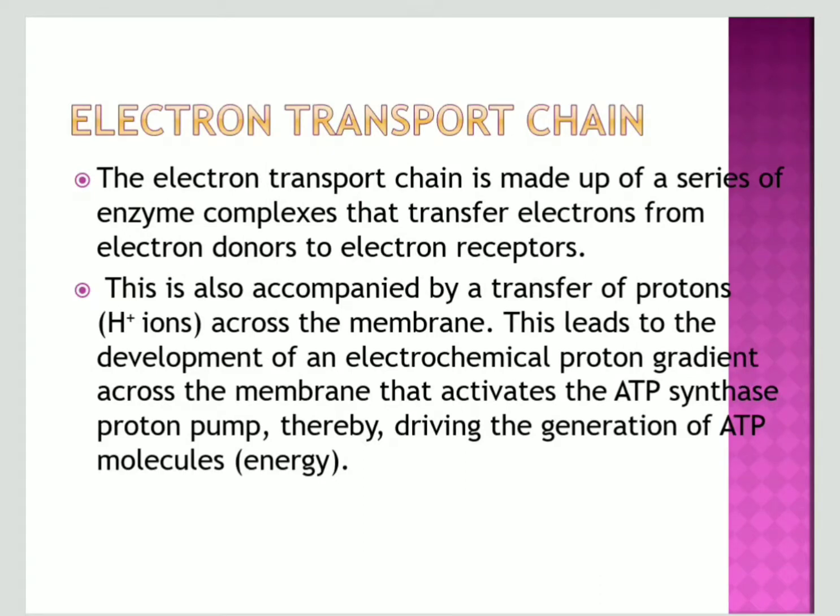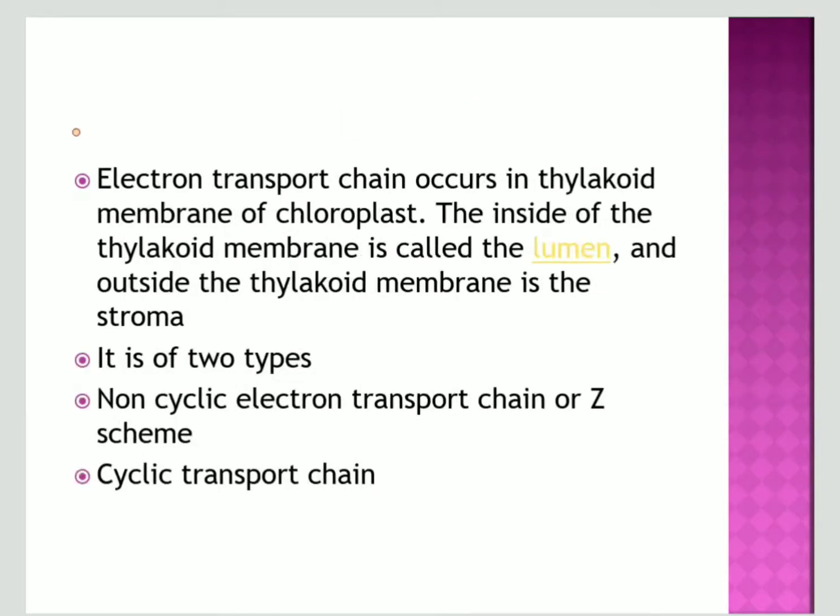Actually, it is made up of a series of complexes which transfer the electrons from one donor to another receptor or acceptor. This is also accomplished by a transfer of protons collected from the sunlight across the membrane. This leads to the development of a proton gradient across the membrane, which will activate the ATP synthetase pump, and it will synthesize the ATP.